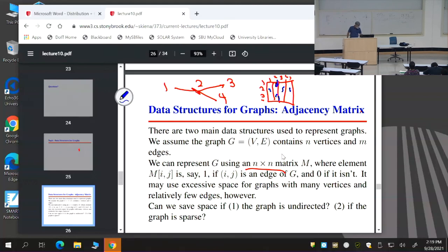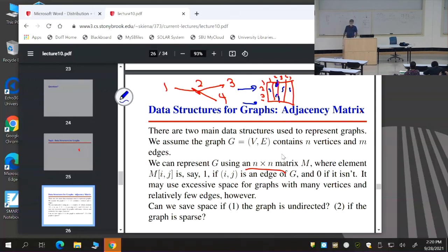There are 3 edges, and every edge is represented twice in the matrix. Edge 2,4 is represented by the fourth element of the second row or the second element of the fourth row, because this is an undirected graph. So I'm going to represent my graph by a matrix, where element ij has a 1 if there is an edge there, and a 0 if it's not there. Any questions about an adjacency matrix?